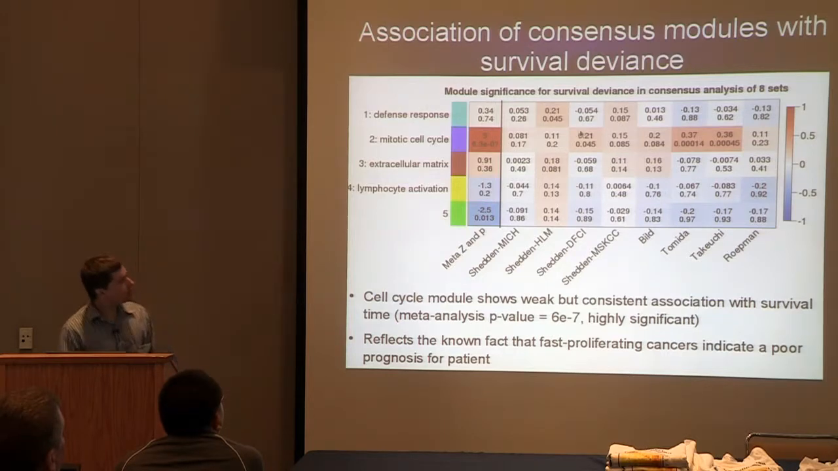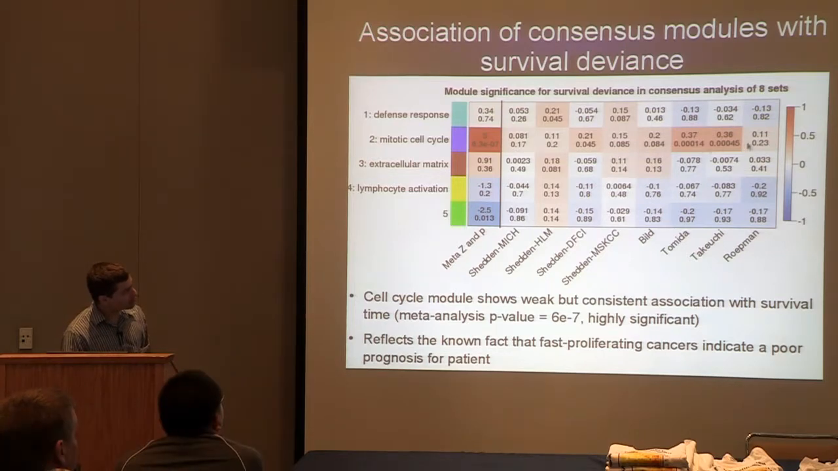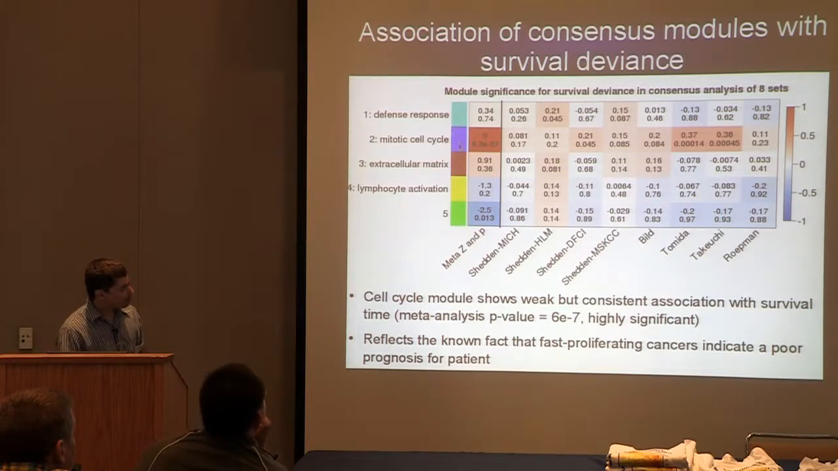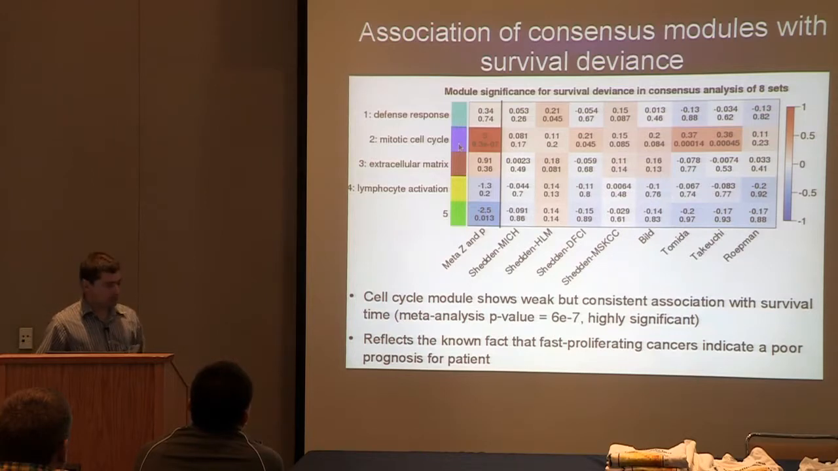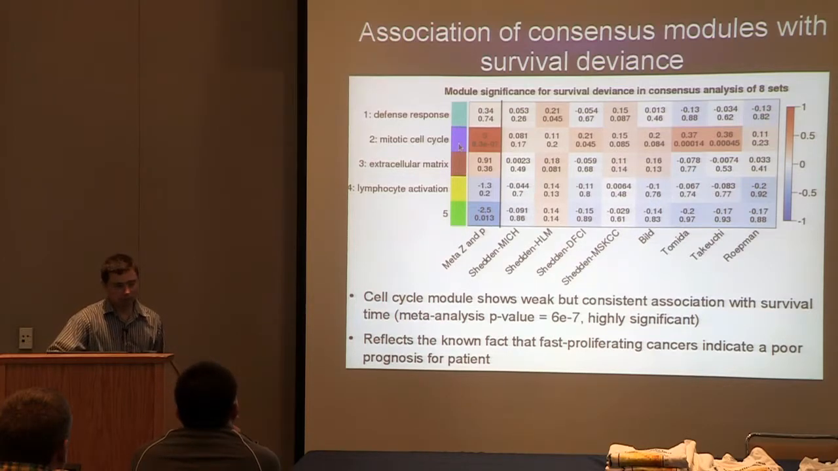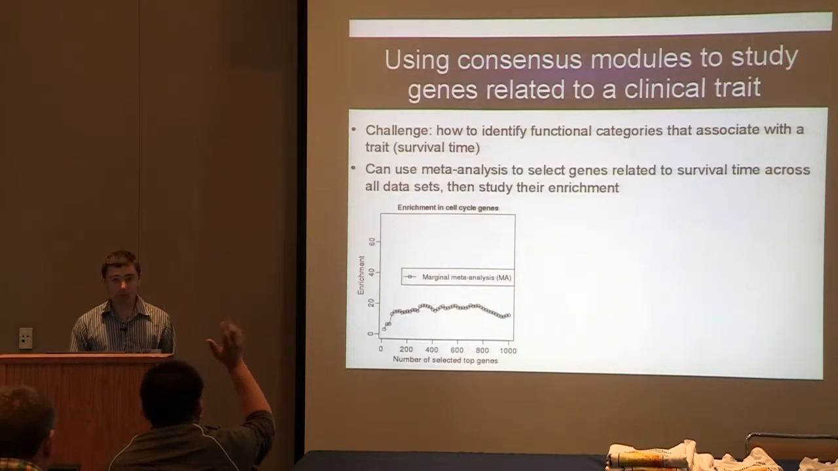Sorry, here we are. So you calculate the module eigengenes in each of these data sets, and you relate it to survival time, roughly speaking. And indeed, the blue module is weakly but consistently related to survival time, so that the meta-analysis p-value is actually pretty strong. It's 6 times 10 to the minus 7. And that blue module turns out to be very highly enriched in cell cycle genes, which makes sense. It reflects the known biological fact that a fast proliferating cancer indicates a poor prognosis and a short survival time for the patient.